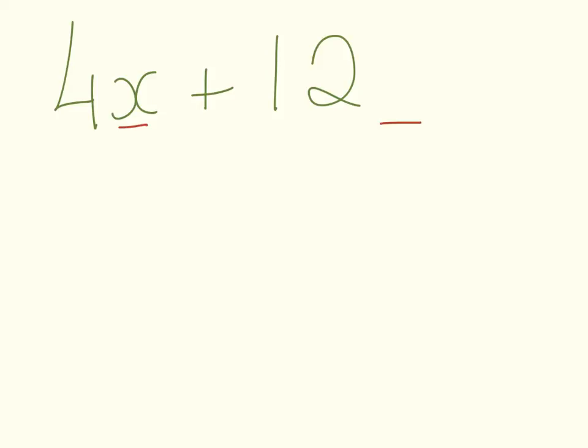Let's have a look at this when we have letters involved. So our next example is going to be 4x plus 12. In this example, we're looking at the numbers because not both numbers have letters attached. So the letter is not going to be a factor. However, 4 can divide into 12, and it can divide into 12 3 times. And 4 is the biggest that 4 can get. So our highest common factor is 4.